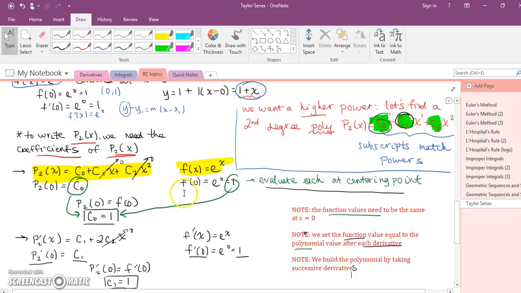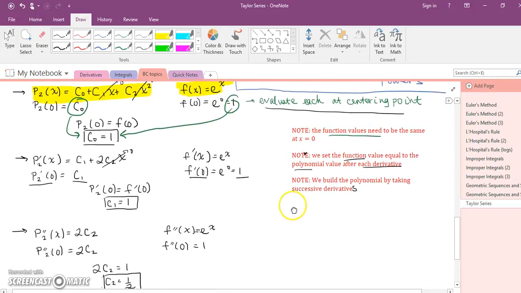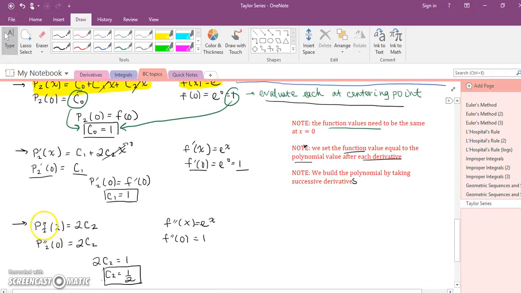All right, so we're going to do a second derivative now. Moving on up, so I'm going to do p double prime of x. So that means I'm going to do the derivative of this. Well, the derivative of a constant is 0, so that's why I don't have c1 anymore. Derivative of 2c sub 2x is 2c sub 2. The derivative of f prime, which is the second derivative, is e to the x again. This one's easy because e to the x is always e to the x, and it's always 1 at 0. So now I'm going to set my polynomial value equal to my function value, meaning I set 2c sub 2 equal to 1. Solve for c2, c sub 2 is 1/2.